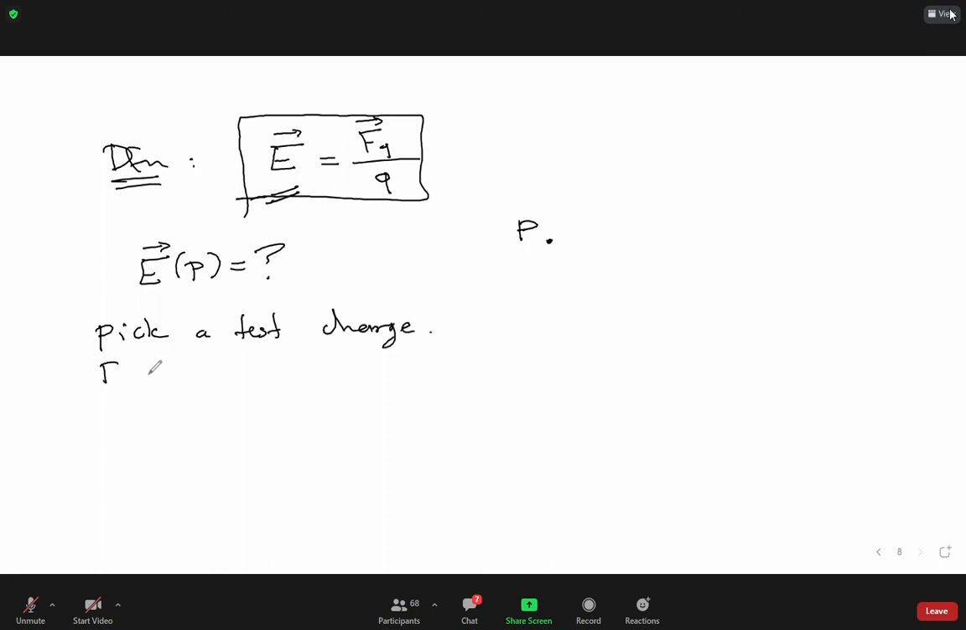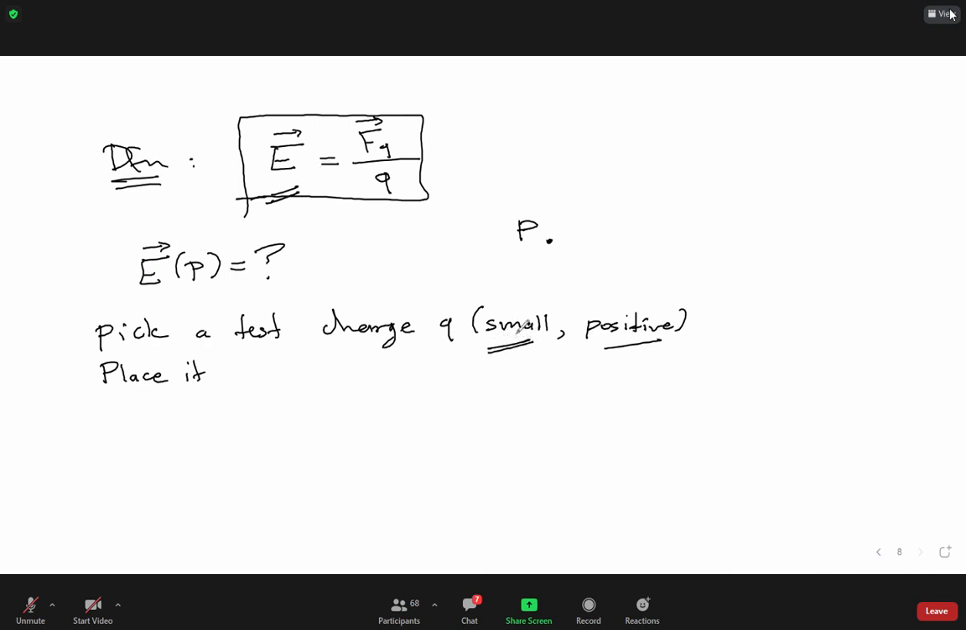I would place it at point P. Let me call the test charge little q, which for practical reasons we want to think of as small and positive. There's nothing wrong with a negative test charge, but if I use a negative test charge, these two vectors will have opposite directions. That's not a big deal, it's just an extra complication. There's really no reason to overcomplicate our lives. So let's just make the test charge positive so that E and F sub Q point in the same direction.